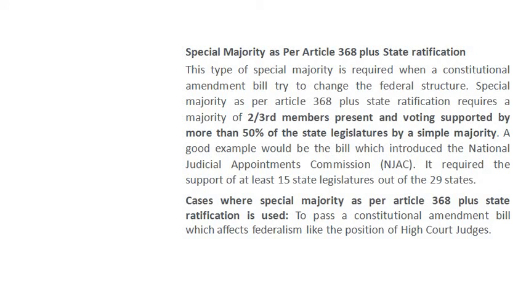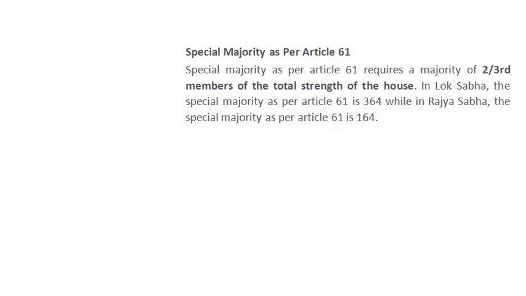A good example would be the bill which introduced the National Judicial Appointment Commission, NJAC. It requires the support of at least 15 legislatures out of 29 states. Cases where this type of majority is used: to pass a constitutional amendment bill which affects federalism, like the position of High Court. Then the last part is the Article 61.